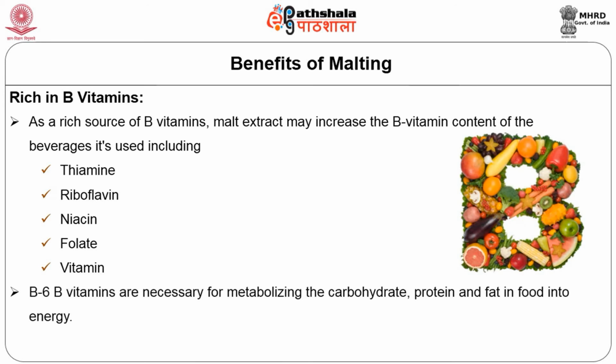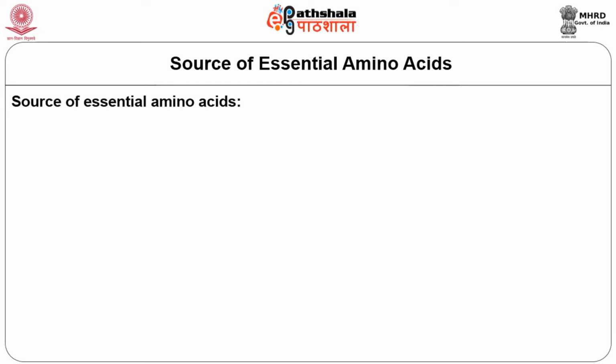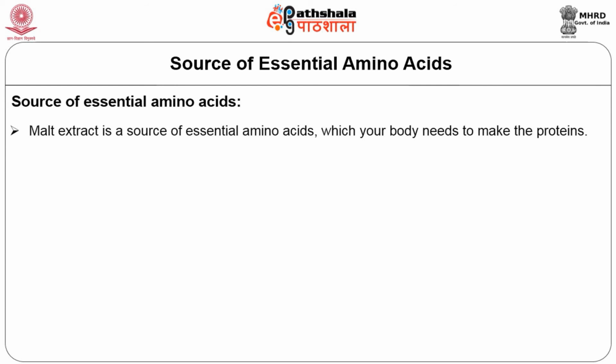B vitamins are necessary for what? Yes, for metabolizing carbohydrate, protein and fat in food, which helps to give energy. They also help to regulate and keep your skin healthy. Source of essential amino acids. Yes, so malted products are a good source of essential amino acids. What is the use of essential amino acids? They provide all the essential amino acids required for growth and repair of your tissue, your health.